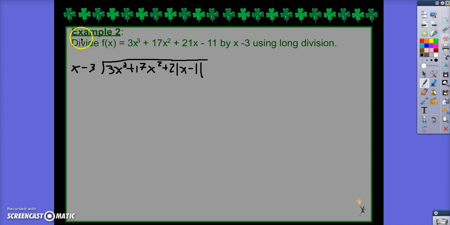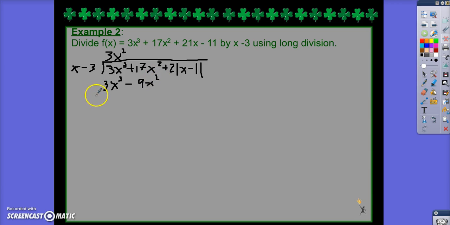What you're dividing by goes in front. So I ask myself, what times x will give me 3x cubed? We want 3x squared. So once I figure out that first term, I multiply it by all the pieces in front. 3x squared times x is 3x cubed. I know I did it right because it's the same exact thing with the same sign initially. 3x squared times negative 3 is negative 9x squared.